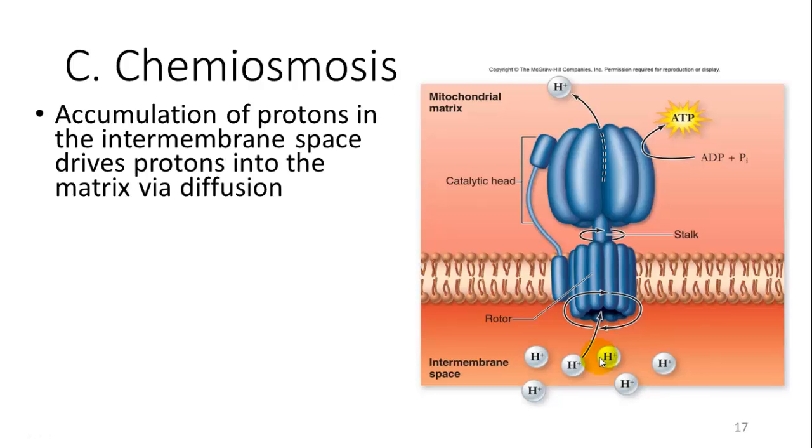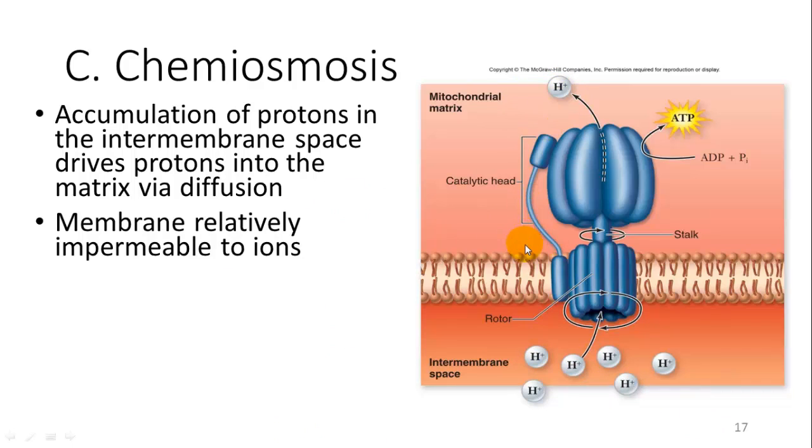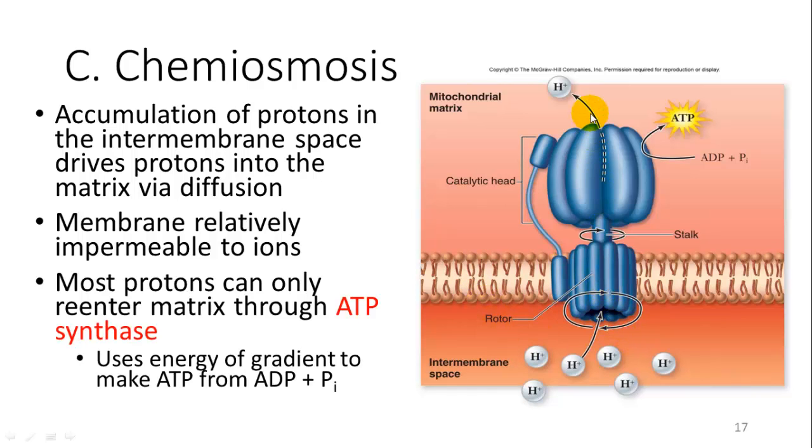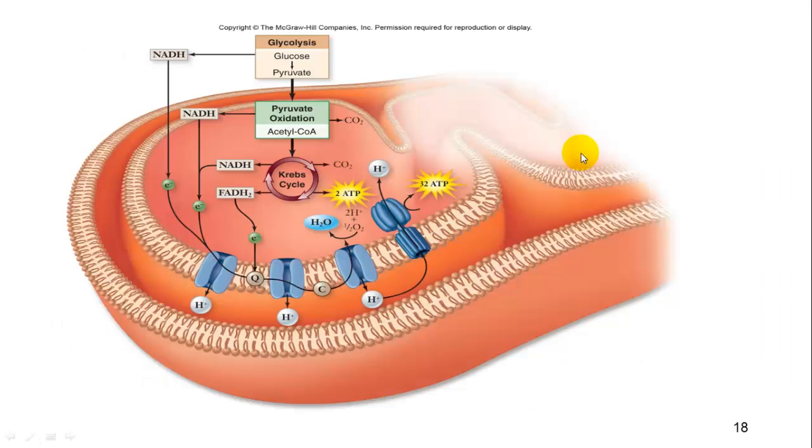So the final process is chemiosmosis, which we talked about with photosynthesis. You have all these protons in the intermembrane space, and that now makes a concentration gradient where you have a greater concentration on one side than the other. And this membrane is relatively impermeable to these ions, so they can't get through. The only way they can go through is through the ATP synthase pump, which has an enzyme on it which converts ADP to ATP as the proton passes through.